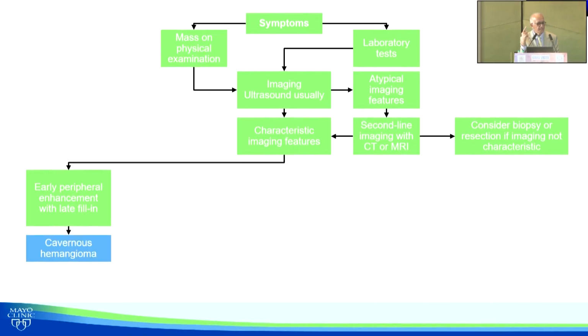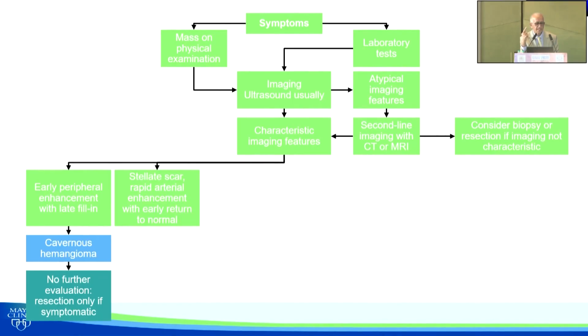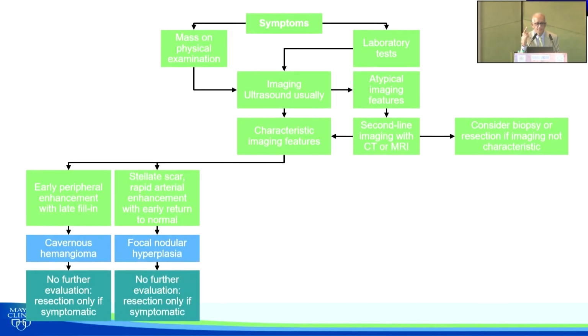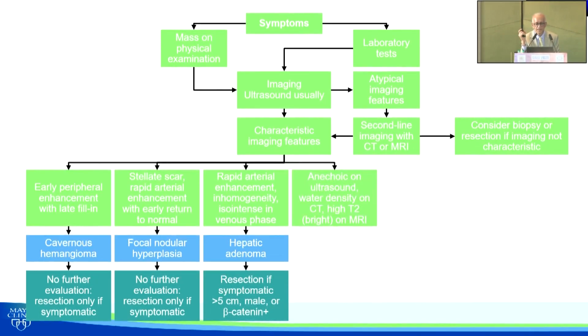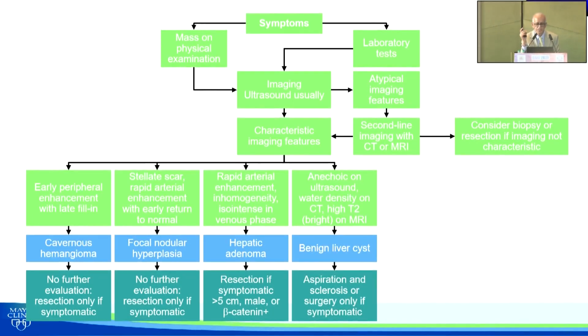What is it? This is a cavernous hemangioma, no treatment. Central stellate scar, arterial enhancement, early return to normal: FNH, no treatment. Rapid arterial enhancement, inhomogeneity, isointense on venous phase: hepatic adenoma, treatment accordingly. Anechoic, water density, bright: benign liver cyst, aspirate and sclerosis, only if symptomatic.